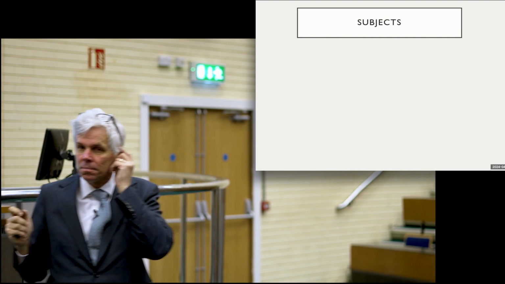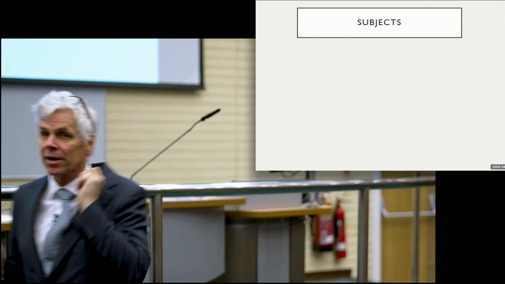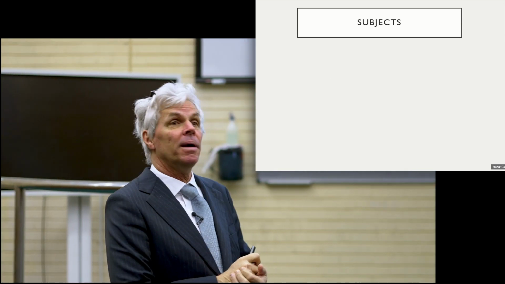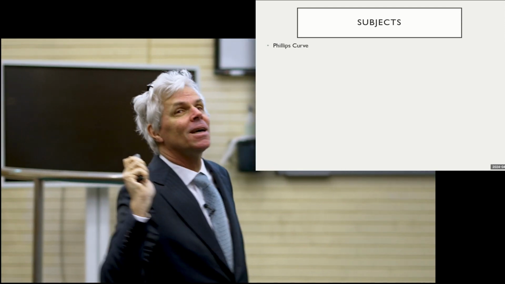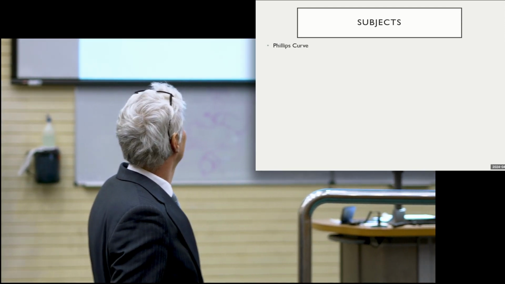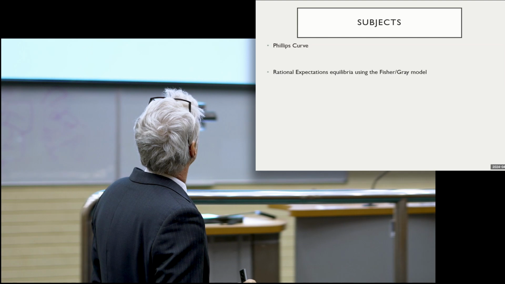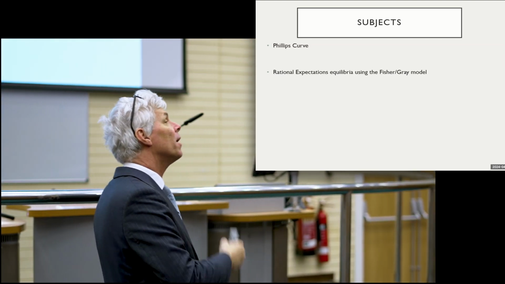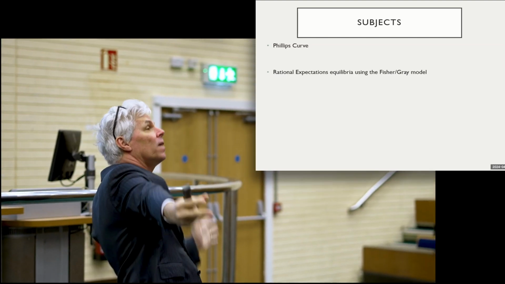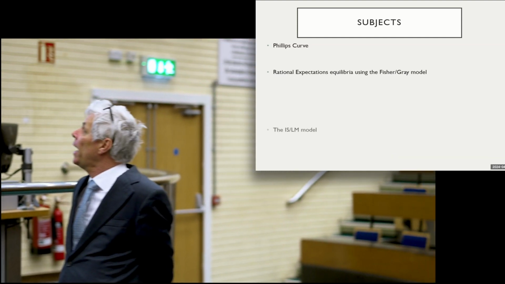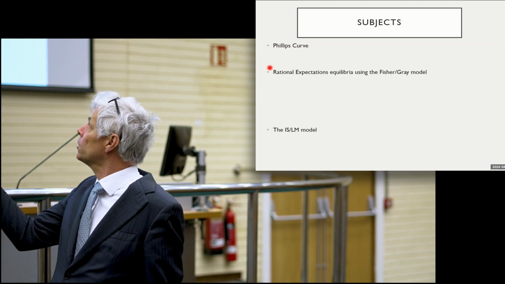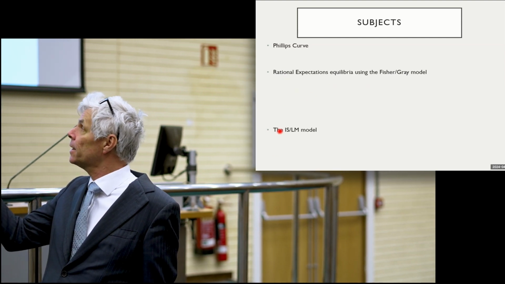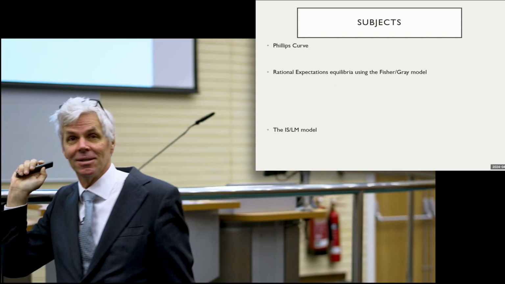Subjects we covered. Everything in the course is fair game. And we have 3 main subjects. You may notice 3 questions, 3 main subjects. I don't know, it could be a hint. Our first subject is the Phillips curve. Second subject is rational expectations equilibria using the Fisher-Gray model, an example of a class of models. And the third is the ISLM model. We know for sure this one's going to be there. You can take your guesses about the other ones.